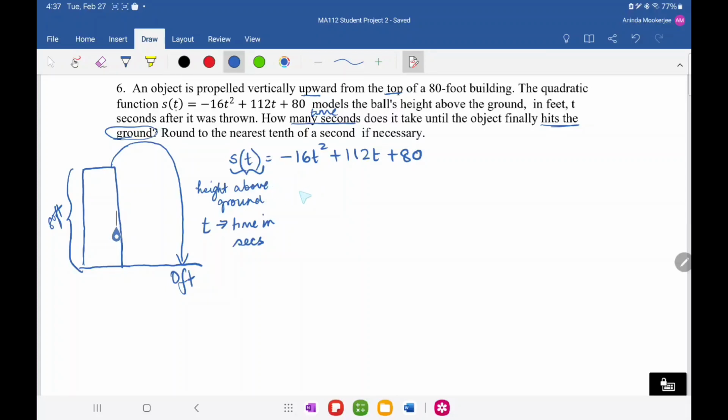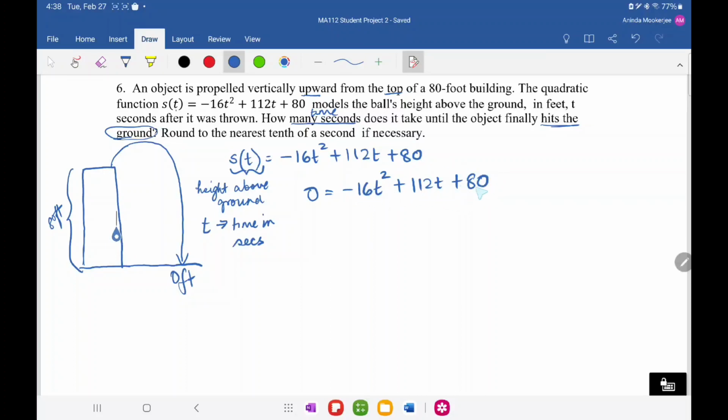So I'm going to substitute 0 for S of t and rewrite this function: minus 16t squared plus 112t plus 80, which is now a quadratic equation with one side equal to 0. So we have to solve for t. We can either use the factoring method, or if it's not factorable, then we can just use the quadratic formula. Now, let's see if there is anything common that we can factor out, because these coefficients are pretty large.